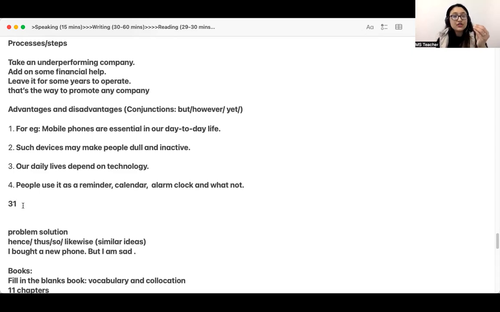Now, why is it essential? Because people use it as a reminder, calendar, alarm clock, and whatnot. So this is a benefit. So we are putting benefits together, like essential, positive together, and then comes "such devices may make people dull and inactive," which is a negative statement. So negative will be somewhere else. Positive will be together. Negative will be together. All right, so that is the concept of advantages and disadvantages.